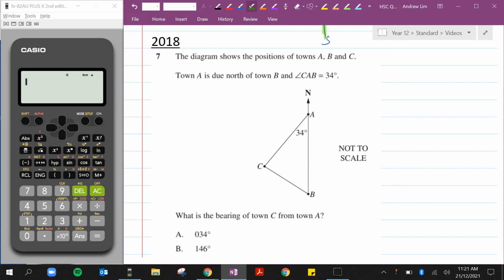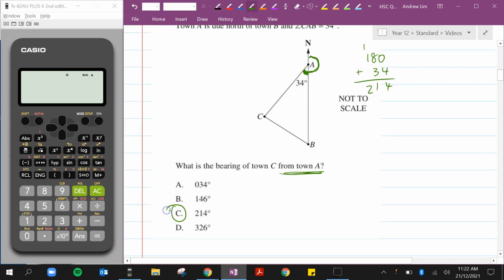Question 7 of the 2018 paper. The diagram shows the positions of towns A, B, and C. Town A is due north of town B, and angle CAB is equal to 34 degrees. What is the bearing of town C from town A? Okay, from town A means we're going north of A, clockwise direction until we hit town C. Well, because we already know that this bit here is 34, we know this is a straight line, so that's 180. So the bearing has to be 180 plus 34, 214. C.